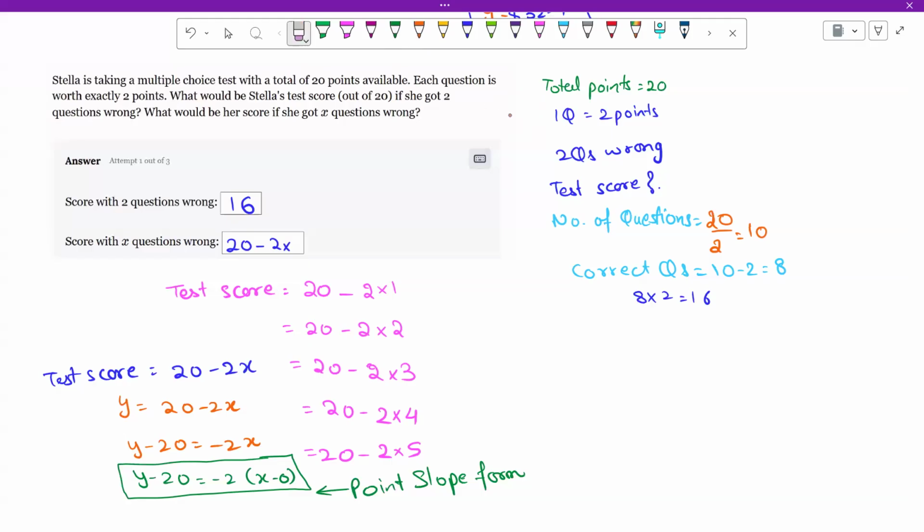What would be Stella's test score out of 20 if she got 2 questions wrong? So she got 2 questions wrong. What is the test score? So number one thing, we didn't even know how many questions were actually there. So we found out that if every question is 2 points and there are 20 points available, that means there were 10 questions. That's how 10 times 2 is 20.